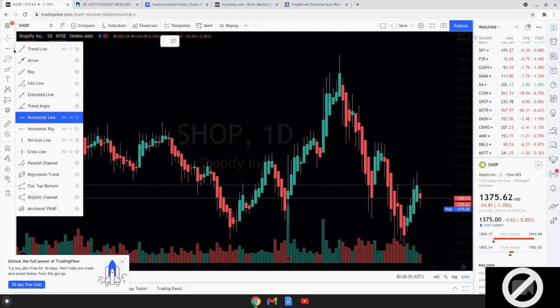Click the ellipses on it first. So this is where you get your trend lines. I use the horizontal lines, and I use the horizontal rays, okay? Those are the three indicators, or tools, that I use on my charts to mark up my charts.